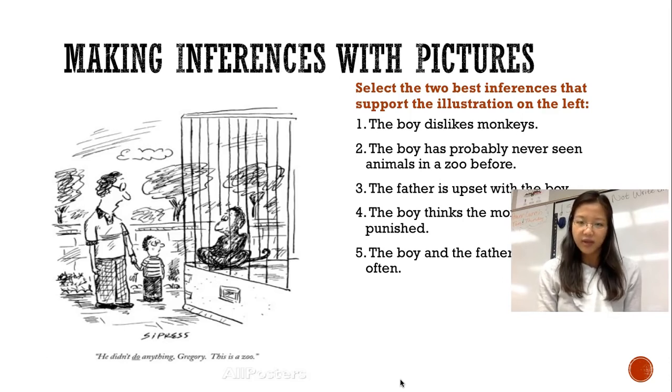What evidence do we have for this, and how do we make that inference? If we take a look at the quote at the bottom, it says, "He didn't do anything, Gregory. This is a zoo." So the fact that the father has to reiterate that they're at the zoo shows that this is probably the boy's first time at a zoo and first time seeing caged animals. So the fact that he thinks the monkey is being punished shows that this is something new. This is something that he hasn't been exposed to before. And this is how we make inferences with illustrations.